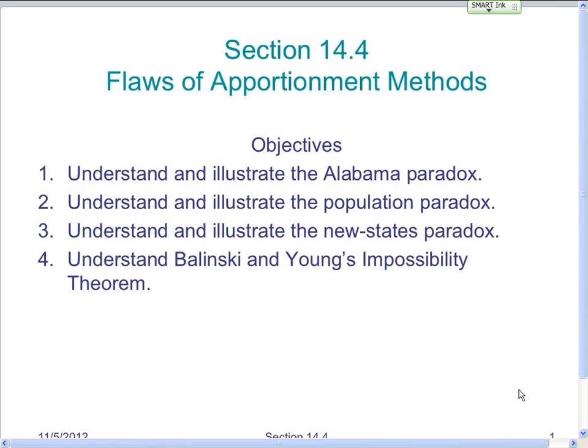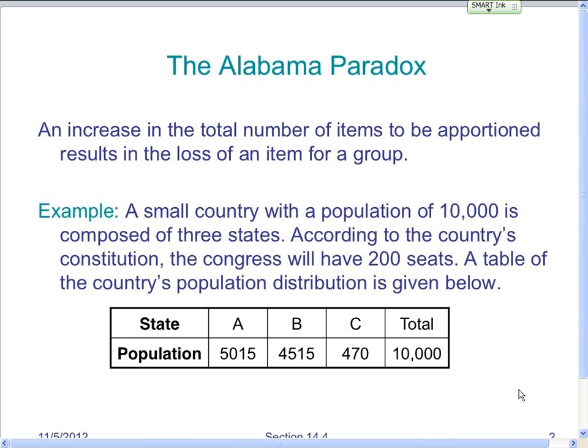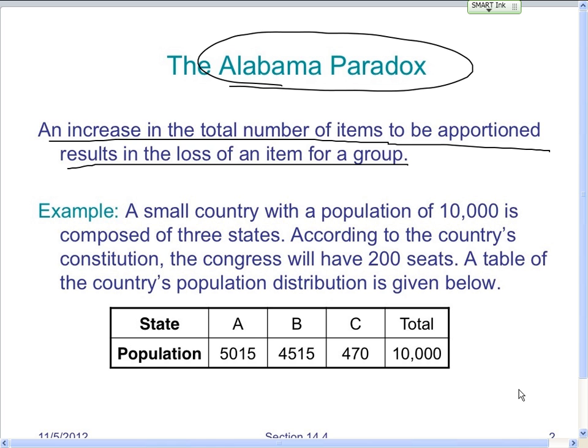This is section 14.4. We're going to be talking about flaws of apportionment methods. First one we're going to talk about is called the Alabama paradox. When you have an increase in the total number of items to be apportioned, this results in a loss of an item for a group, you have what we call the Alabama paradox.